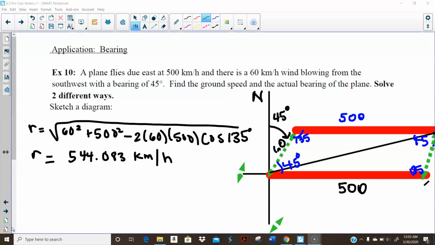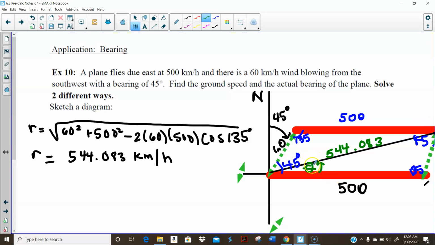Now that we've found the ground speed, we're going to find the actual bearing of the plane. So where is the plane after the wind blows it? So let's put in the ground speed is right here. It's 544.083. I recommend storing that number so that you're using the full number in the story problem. Okay, so the next thing we're going to do is figure out the directional angle. That's going to be this angle right there. So in order to find that angle, we can go ahead and use the law of sines.